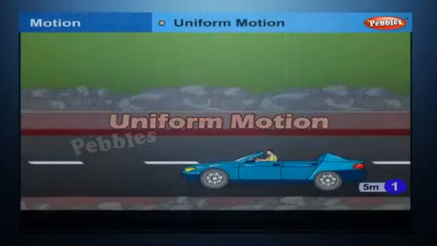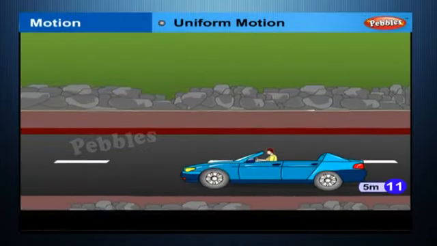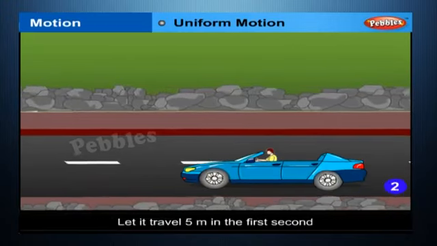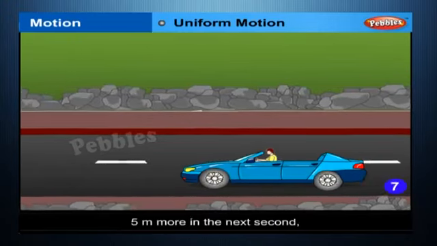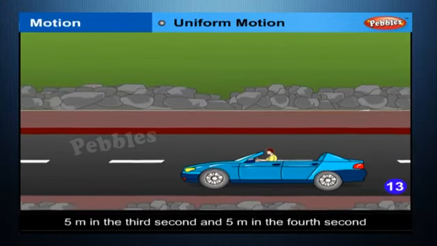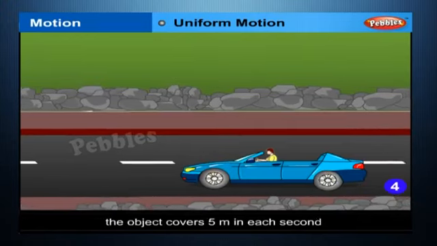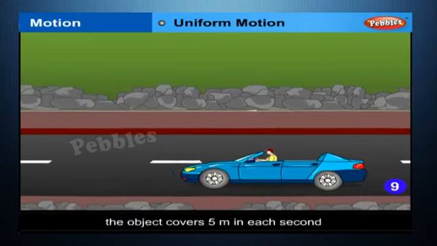Uniform motion. Consider an object moving along a straight line. Let it travel 5 meters in the first second, 5 meters more in the second second, 5 meters in the third second, and 5 meters in the fourth second. In this case, the object covers 5 meters in each second.